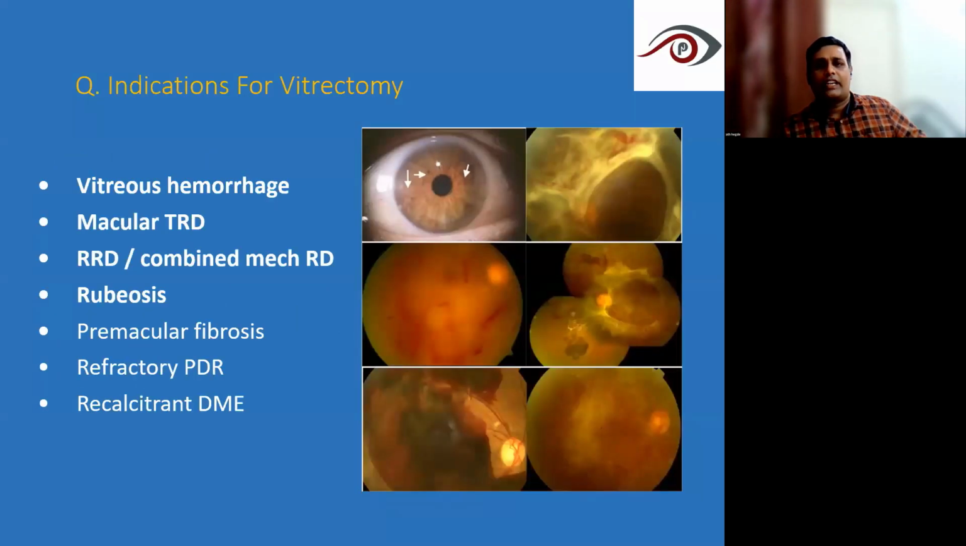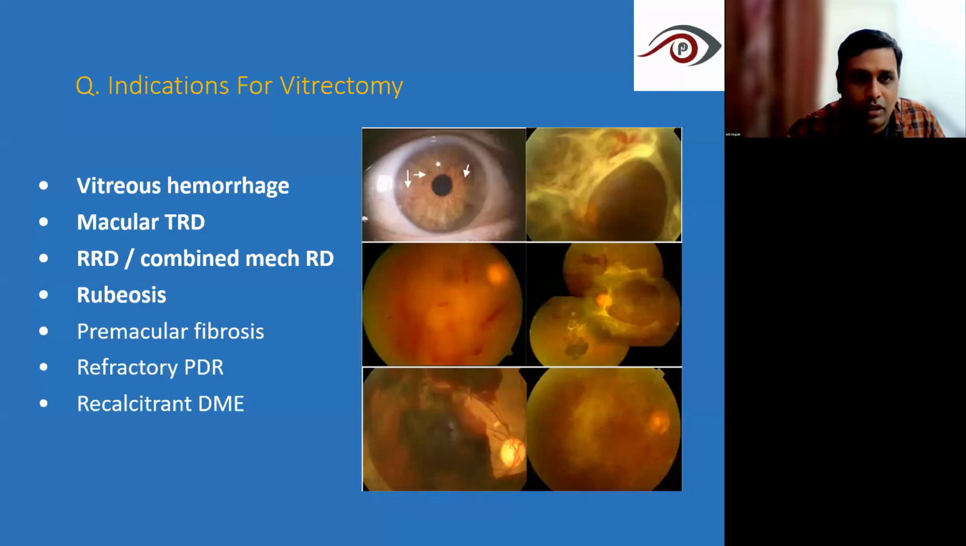When you go for a vitrectomy, there are certain indications: extensive vitreous hemorrhage where you can't do the laser, a macular tractional retinal detachment, a combined retinal detachment, extensive premacular fibrosis, neovascular glaucoma, or recalcitrant DME. Even after multiple injections and grid laser, if it is not improving, we can give a trial of vitrectomy and try to do an ILM peel for the diabetic macular edema to resolve.